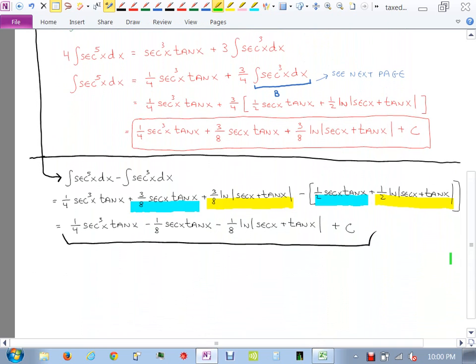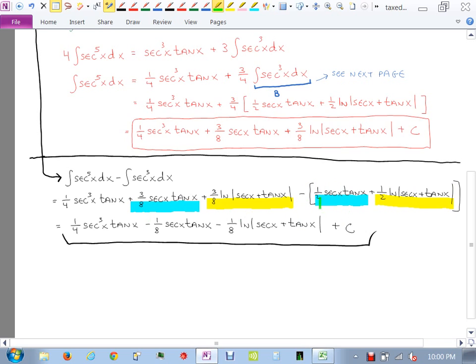So here's where we are. We've got the secant to the fifth x dx, which is all of this. I've written that all down right here, minus secant cubed x dx, which we found on that other page. It's right here. I put it in brackets so we can distribute the negative through.